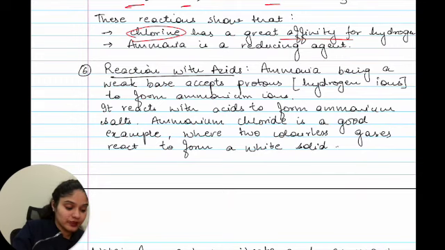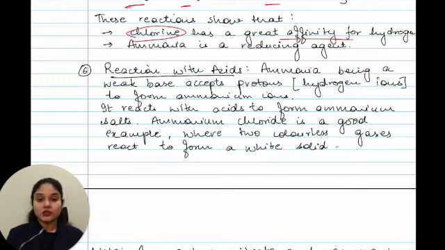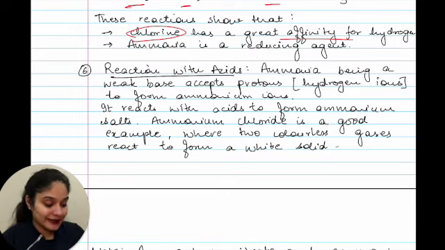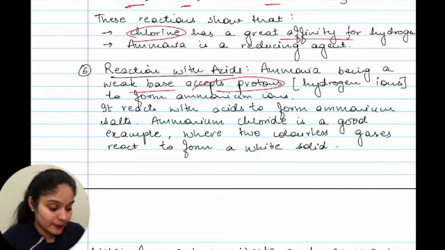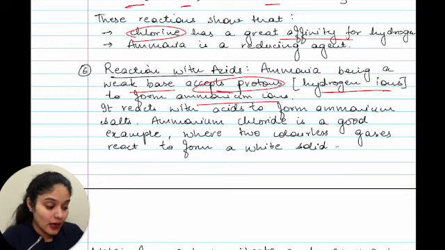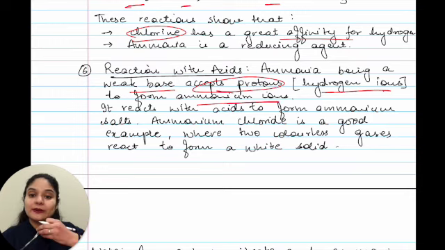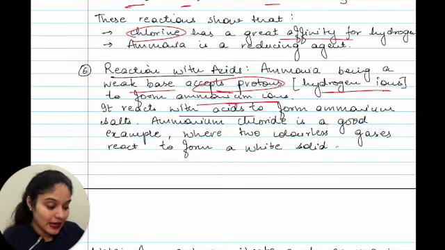Then moving on to reaction with acids. Ammonia gas itself is a weak base, so it ends up reacting with acids. Ammonia, being a weak base, accepts protons, that is your hydrogen ions, to form ammonium ions. When these ammonium ions are formed, they react with acids to form ammonium salts.